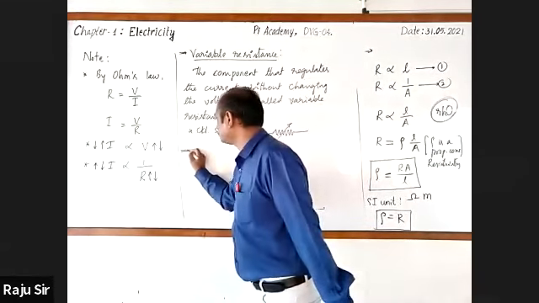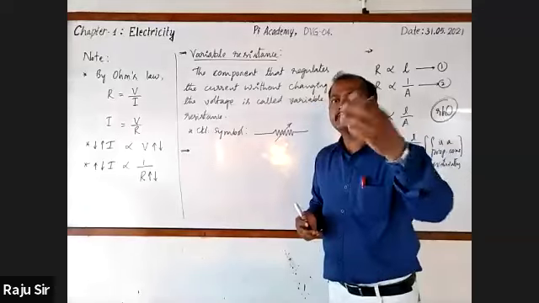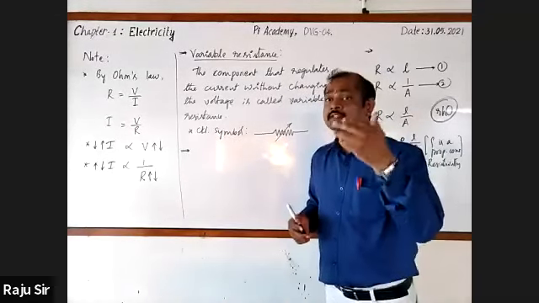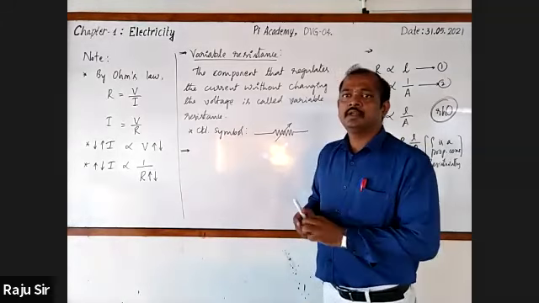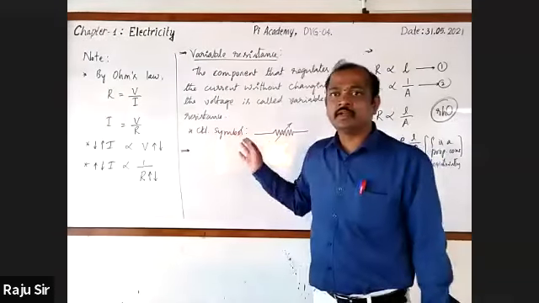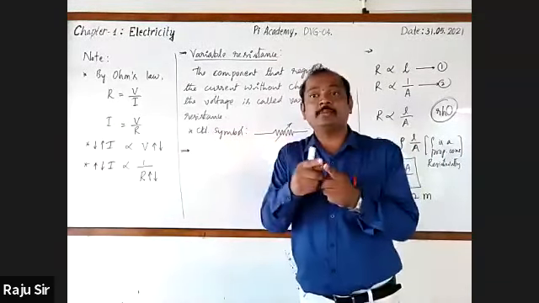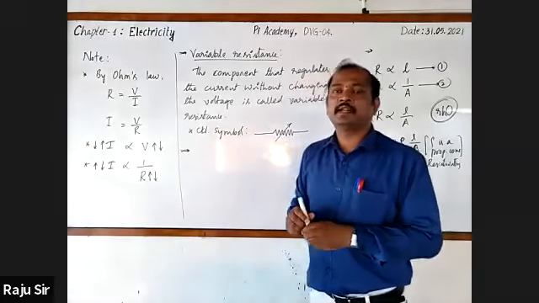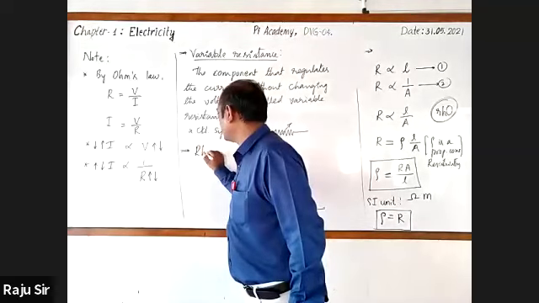Next, without changing the voltage, if you want to change the current, obviously resistance has to be changed. If the resistance has to be changed, then either there must be a change in the thickness or the length. But length can be changed by using a device that is called a rheostat.